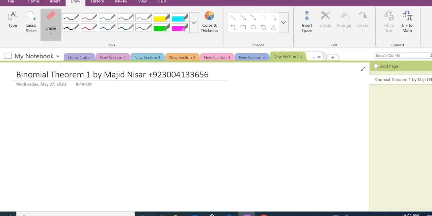Hello, we are going to learn binomial theorem today. What is binomial theorem? Why do we use it? For example, we have to find (a + b) squared. So if we have to find (a + b) squared, what have we to do?